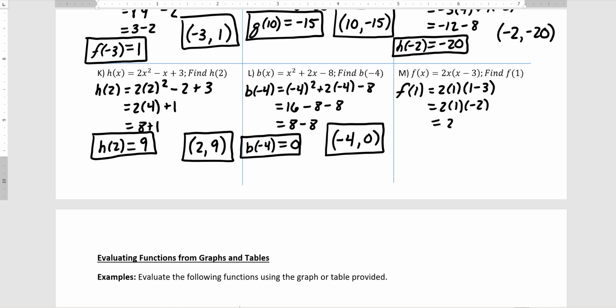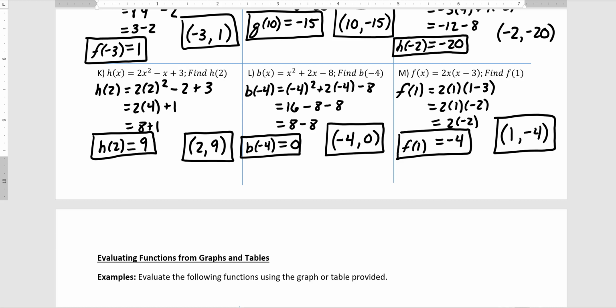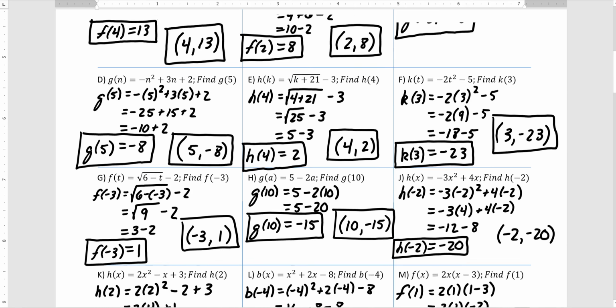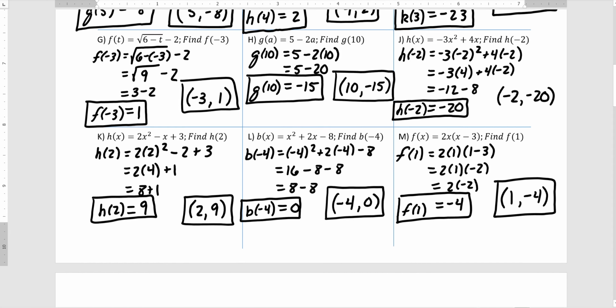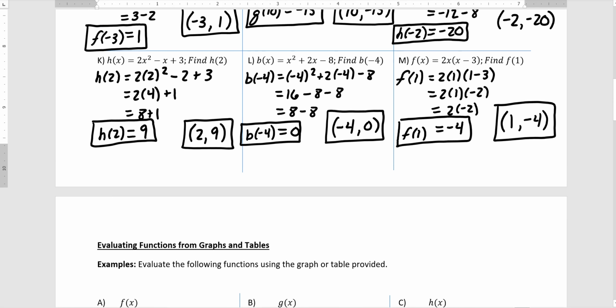2 times 1 is 2. 2 times negative 2 is negative 4. So f of 1 equals negative 4, which is my solution in function notation. As a coordinate pair, my input was 1, my output was negative 4. All right. Let me know if you have any questions over any of these. Looking at function notation, this was a lot of good work we just put in. Nice work. So this was looking at function equations.